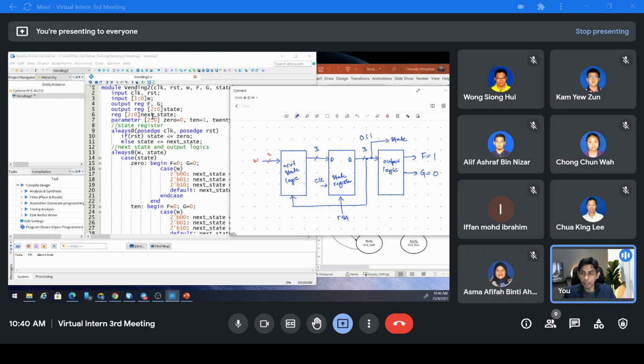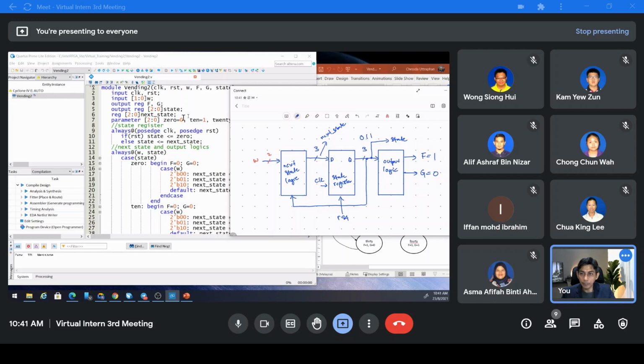So we have these two signals. This one we call the state, and we have another signal here. This signal is called the next state signal. All right, so this is next state. This is 3 bit, 2 to 0: 2, 1, and 0. This one is 3 bit.